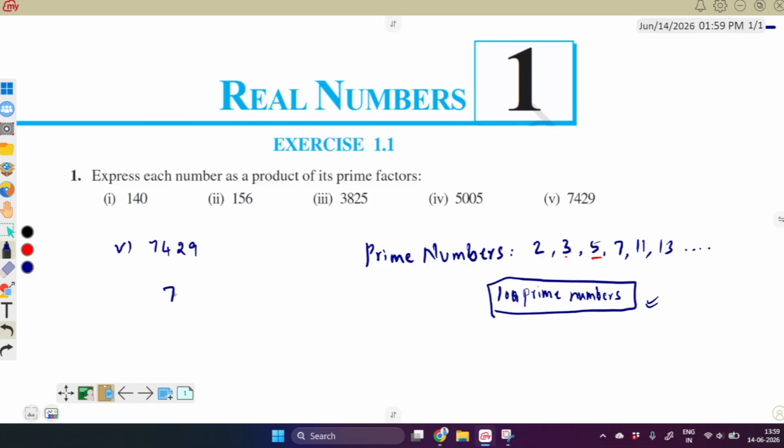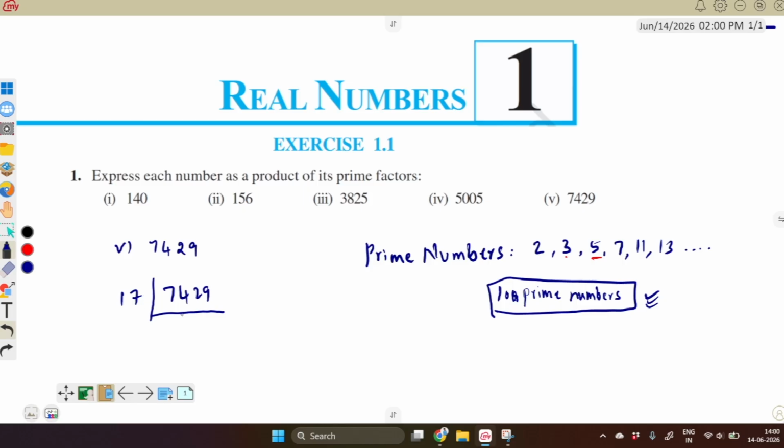7429. This is not an even number, so it will not be divisible by 2. Sum of digits in the number, it is not divisible by 3. It is not even divisible by 5. 11, 7, 13. So what I will do is I will try with 17.